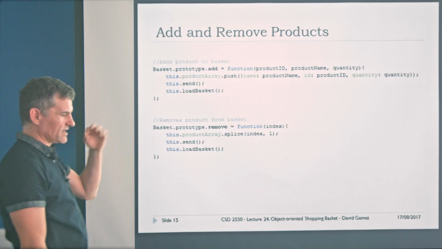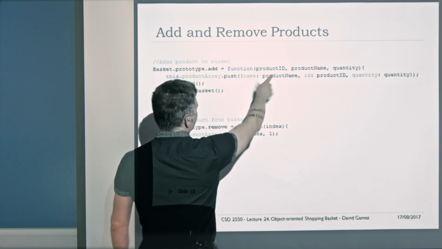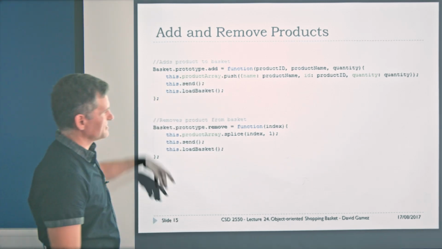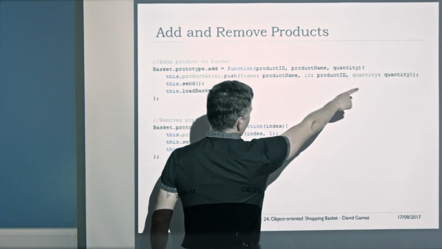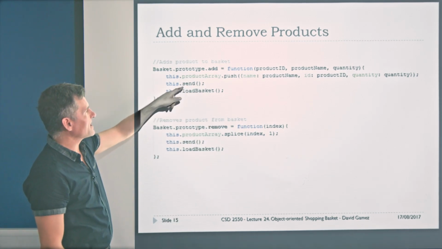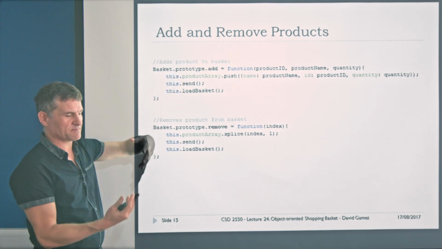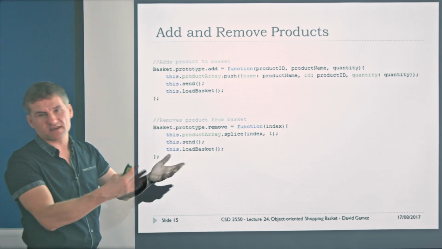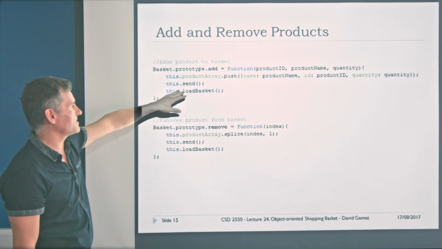When the customer clicks on one of the buttons, like add to basket, it will call the add function. I'll explain how that all works in a little bit. These are the arguments: product ID, product name, and the number of products you want to add. It's dead simple, the same thing you've been doing in coursework 1. We're just going to add an object representing the product to this product array. Then we're going to call send. Send will take this product array, I'll explain send in a little bit, and send it off to the server so that we've got the client's basket synchronized with the server. And then this.loadBasket: once we've sent the basket off to the server, we load the product array into the page so that the user can actually see the contents of their basket.